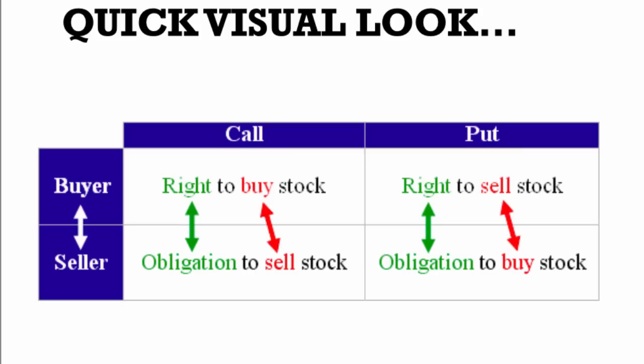So a quick visual look will help you understand. You have the buyer and the seller on the left side in calls and puts. Again, remember that buyers have the right to buy the stock. A seller has the obligation to sell the stock to the buyer. Same thing on the put side. The buyer has the right to sell the stock, and the seller has the obligation to buy the stock on that particular side. So again, pause this video, print this slide out. This will be a really great help and visual aid as you keep going forward.